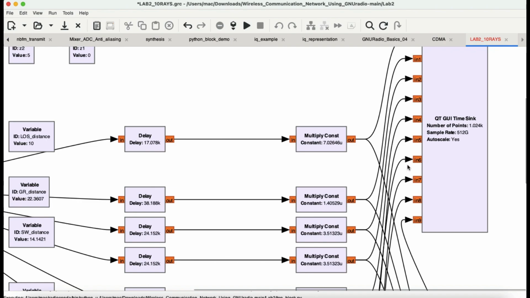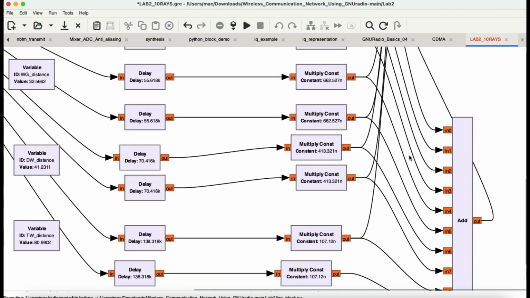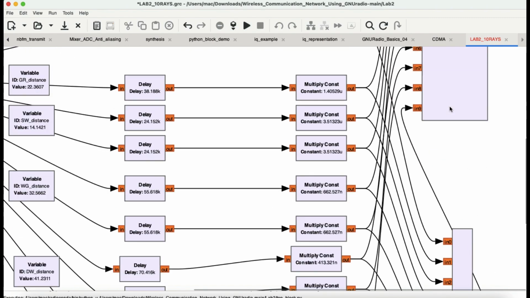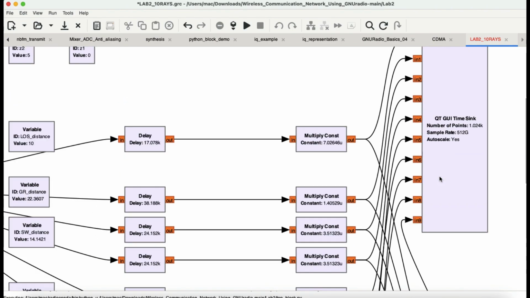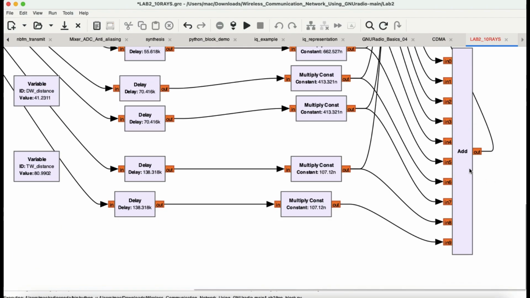All of these signals are being displayed here in that GUI block, and all of these signals are being added here as well. So all of these signals are going into an adder, and after adding those signals, that is coming out as an output to this GUI time sink, which is your oscilloscope. And in this way, we can visualize all of these signals. So this particular signal is the addition of all of these two signals at the receiving end.